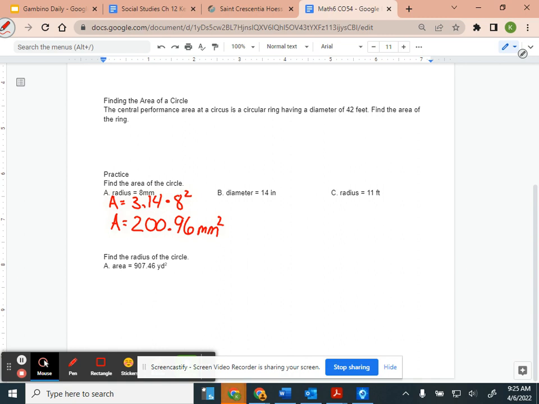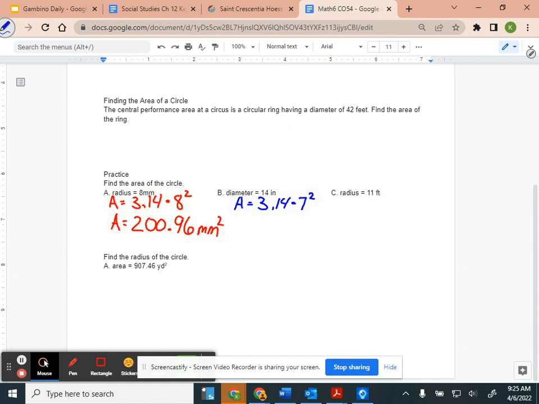Look at B, diameter is 14 inches. What equation am I going to use, Will? A equals 3.14 times 7 squared. Why 7? It says 14. Because it's the diameter, and we need the radius. So he divided that diameter by 2, so he gets the radius.